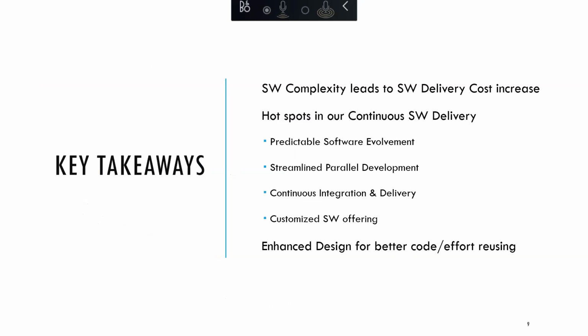So at last, I would like to summarize the points in this presentation. First, software complexity leads to software delivery cost increase. And also, we find the hotspots in our continuous software delivery. They are predictable software evolution, streamlined parallel development, continuous integration and delivery, as well as customized software offering. So we want to use enhanced design for better code and effort reuse.